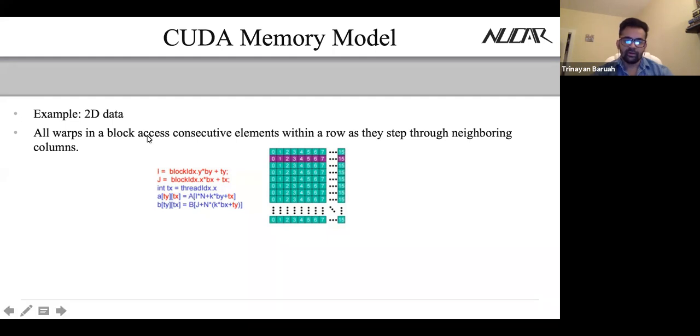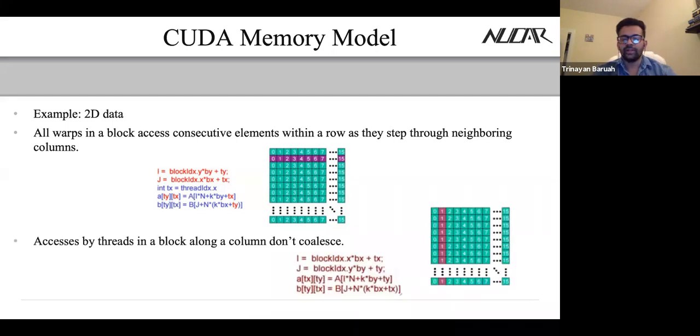So if I have a warp, which is a group of 32 threads, and they all access consecutive elements within a row, then that access is fast, right? Because those numbers will be lying within a shorter segment of memory. Whatever the data type is will dictate that, but in general, those will be placed closer to each other.